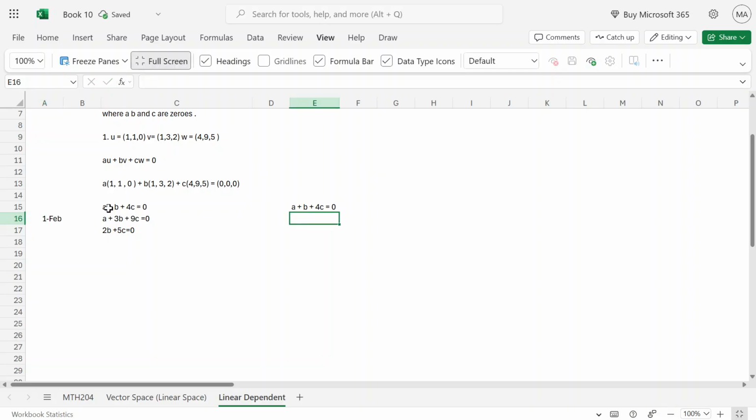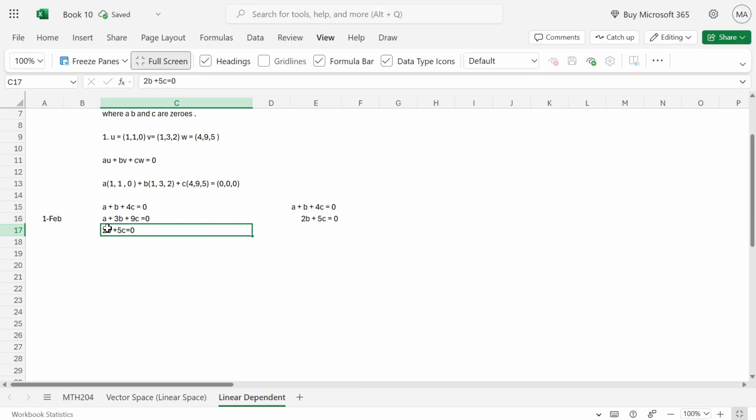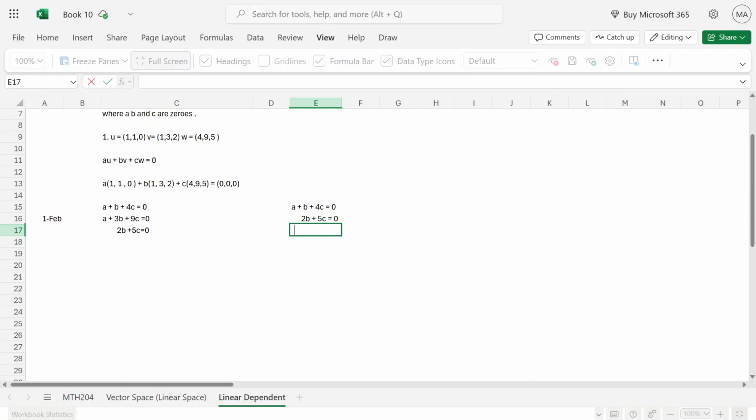So A minus A will give us 0. 3B minus B will give us what? 2B plus, okay, 9C minus 4C will give us 5C equals to 0, right? So we have our equation here. Now the third one is already reduced, so we don't need to do anything, we just leave it that way.